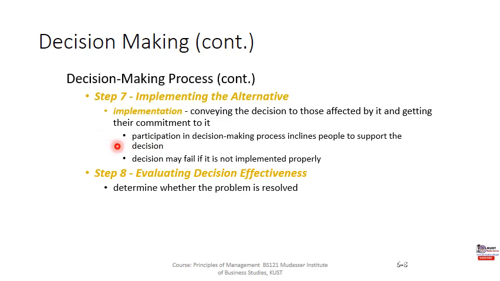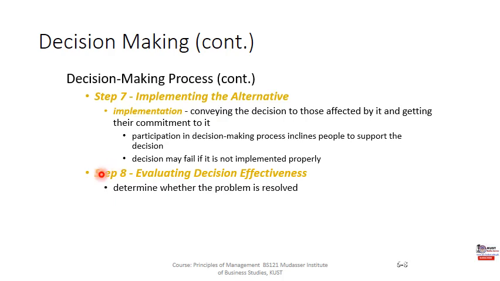If any kind of decision is taken without the consent of the employees, the organization will face resistance. So it is necessary that while taking a decision, the top management must take input from the people involved in it. A good decision may fail if it is not implemented properly. So we can say that implementation is an important step, because no matter how good a decision is, if it is not implemented properly, it will fail.